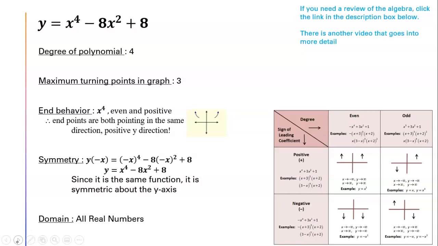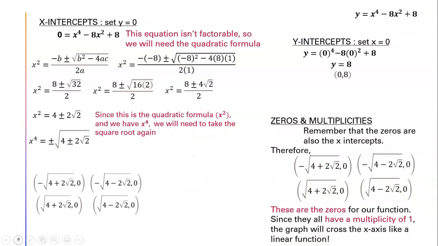Since I am using a polynomial for this video, y equals x to the fourth minus 8x squared plus 8, I found the degree of my polynomial, the maximum turning points in my graph, end behavior, symmetry, domain, as well as the x and y intercepts and the zeros and their multiplicities.